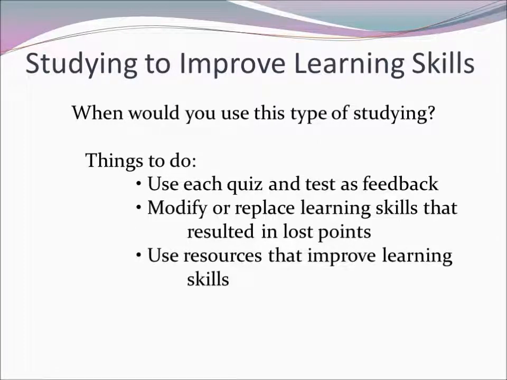Studying to improve learning skills. Things to do. Use each quiz and test as feedback. Look at the questions that you got wrong and try to identify what you learned during this time. Modify or replace learning skills that resulted in lost points. Use resources that improve learning skills.